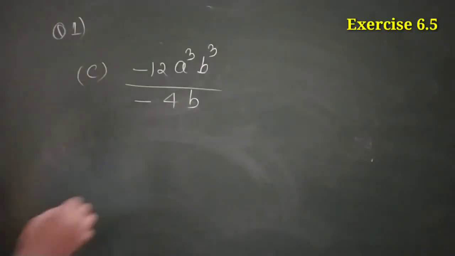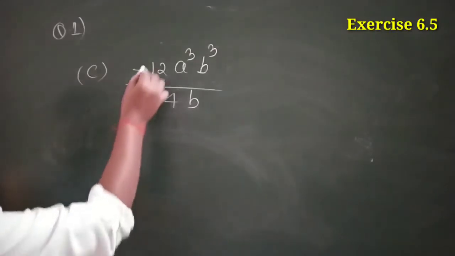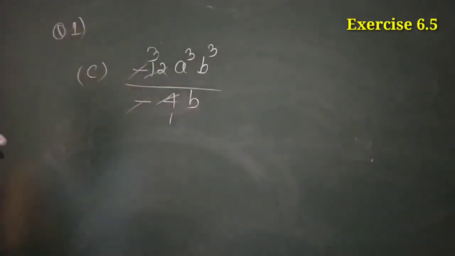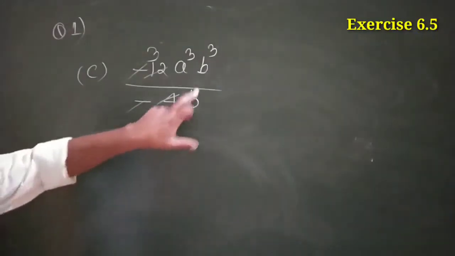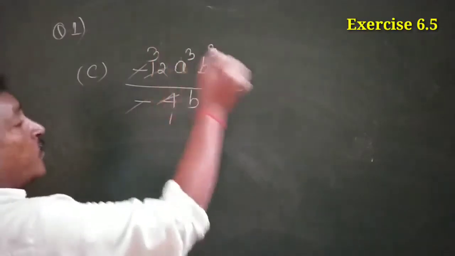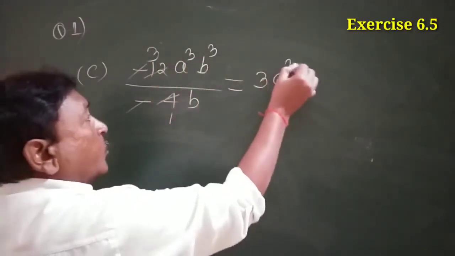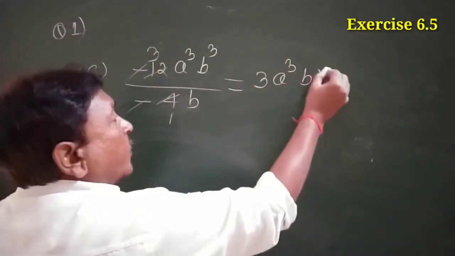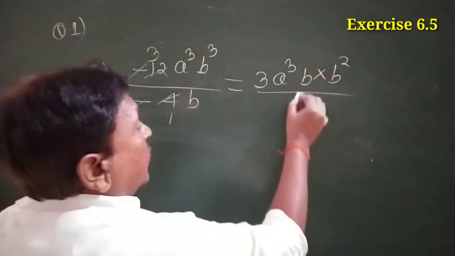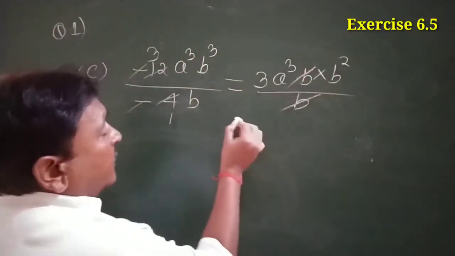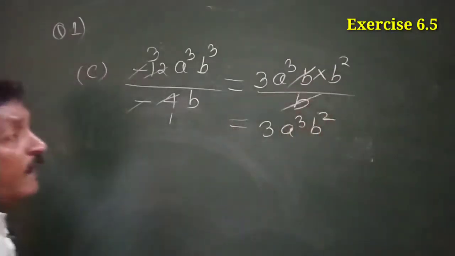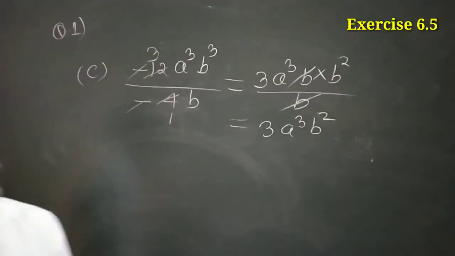Now see part C. Minus is cancelled by minus. 4 1s are 4, 4 3s are 12. Now we have to cancel b also. So we will take out 1b from here. So 3 is already here. A cube, 1b we will take out. So what is left? B square. 2 plus 1, 3 upon b. This b is cancelled by b. So 3a cube b square. Okay? This is our answer.